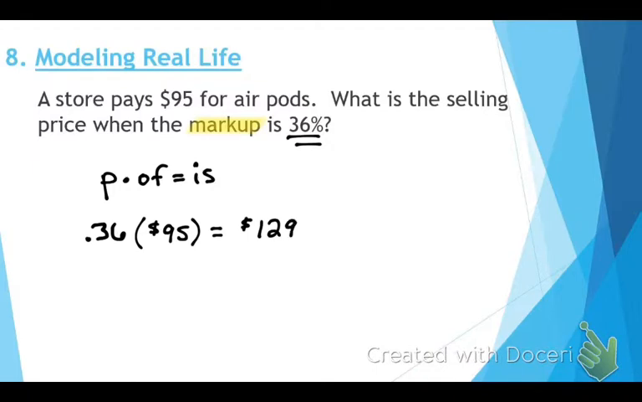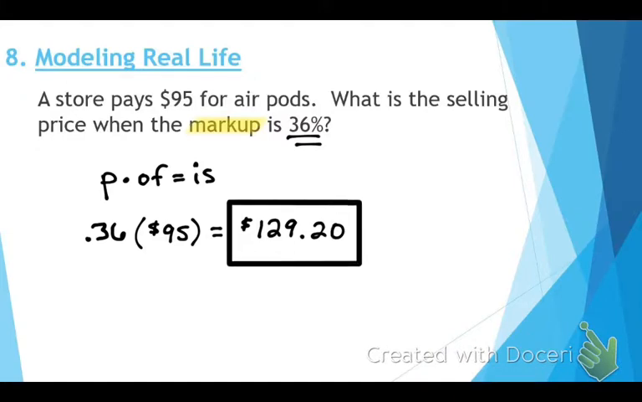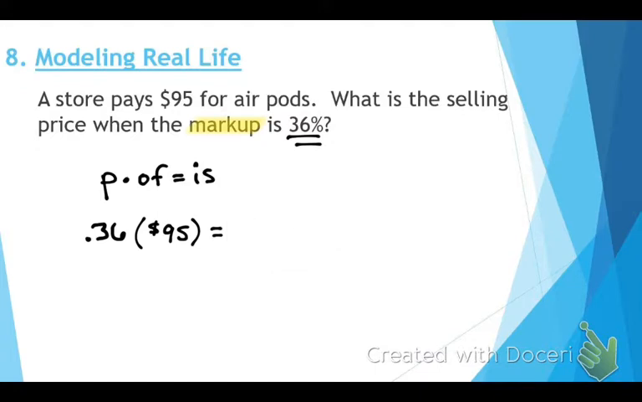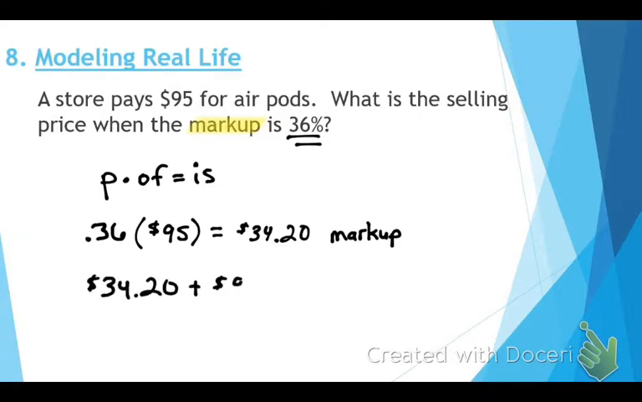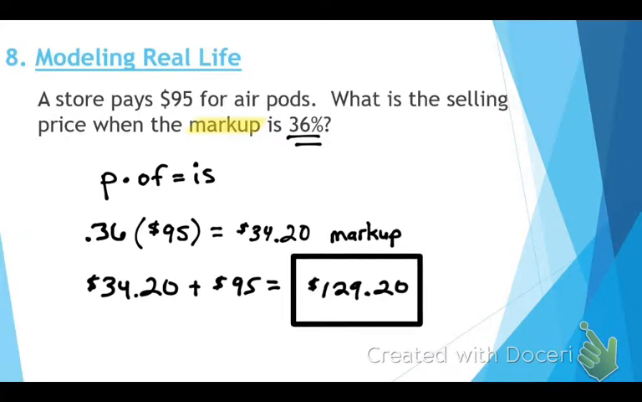$34.20. No, that doesn't make sense. Wait, $129.20. Okay, yes. Now what he was saying, guys, is that actual markup, we were trying to get ahead of ourselves, is $34.20, okay? So that is our markup, and then you take that markup and you add the cost to the store, which was $95. Then, what is our final answer, guys? Very good. I was trying to go too fast, apparently.